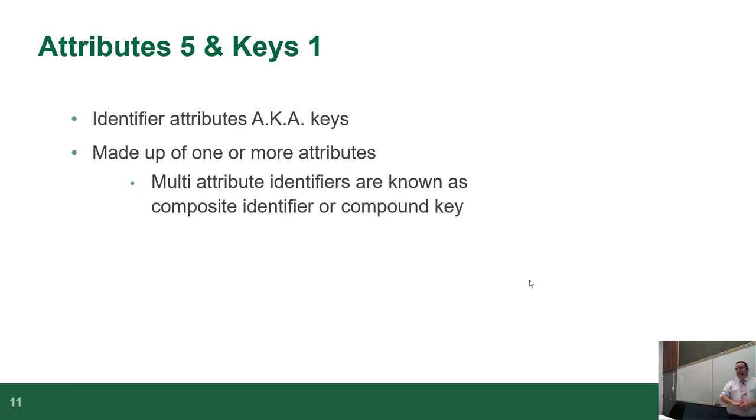All right, so we're now going to start transitioning into the next set of topics. There's one last kind of attribute, and that is an identifier. An attribute that is an identifier is also known as a key. It is something that makes that particular instance unique.